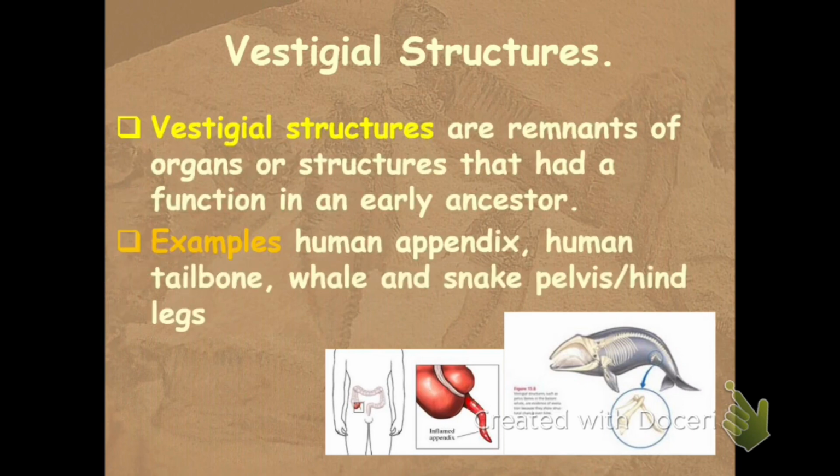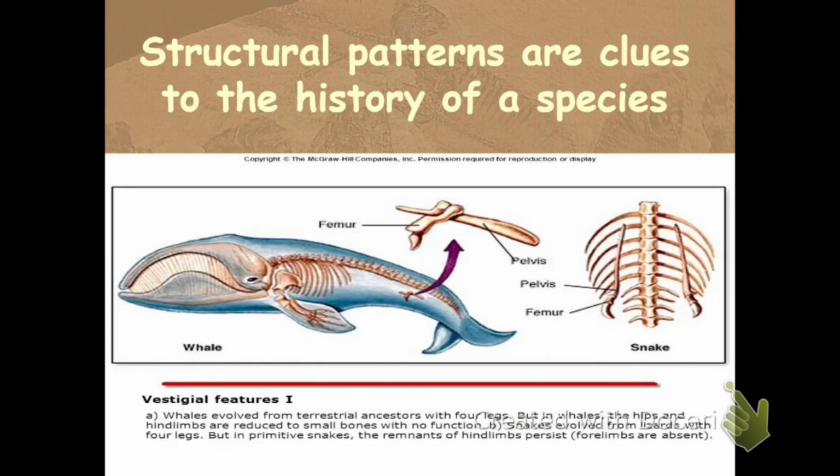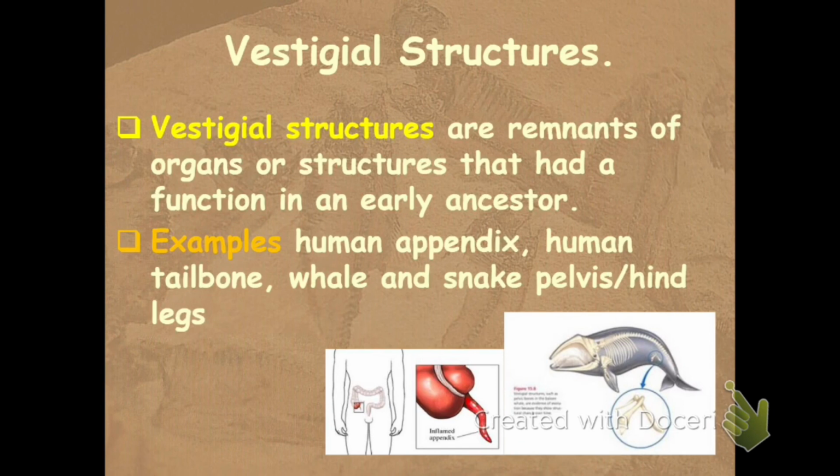There's also something called vestigial structures. So new heading, new ink, left-hand column, vestigial structures. These are remnants of organs or structures that had a function in early ancestors.